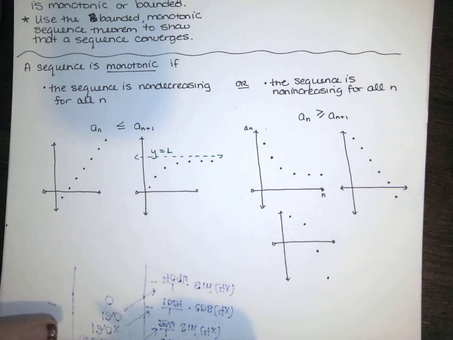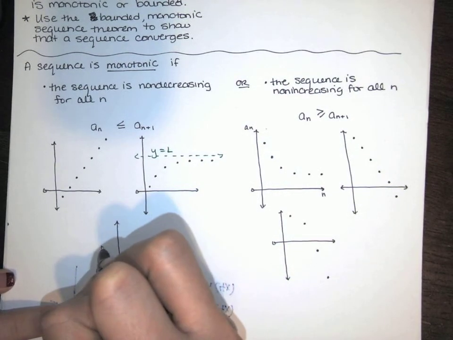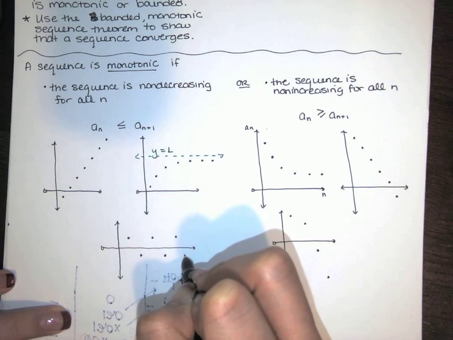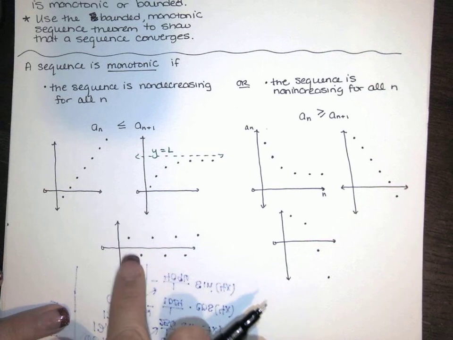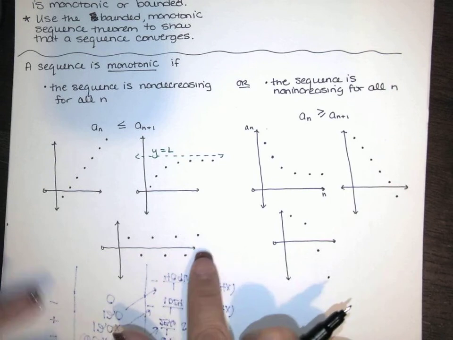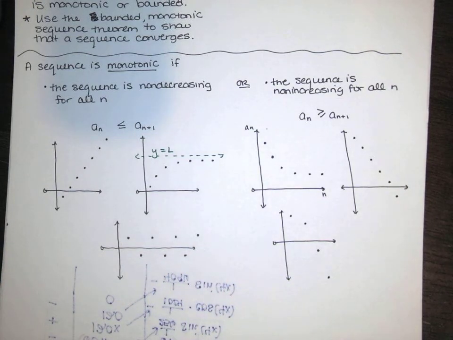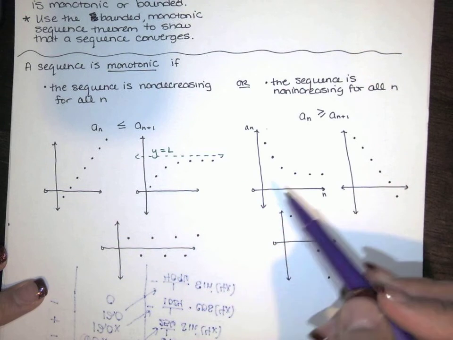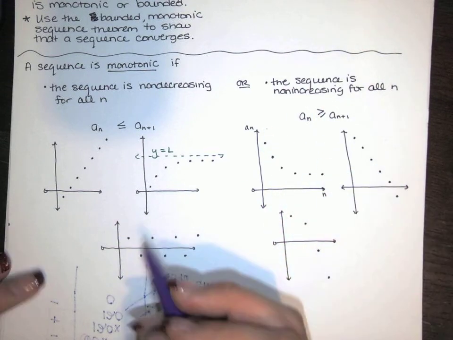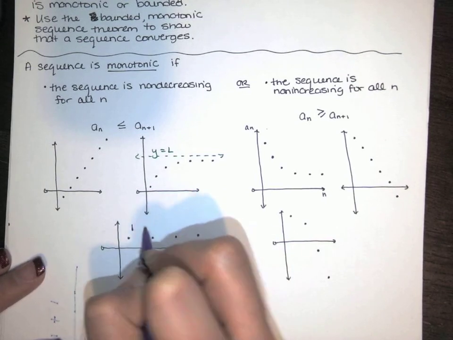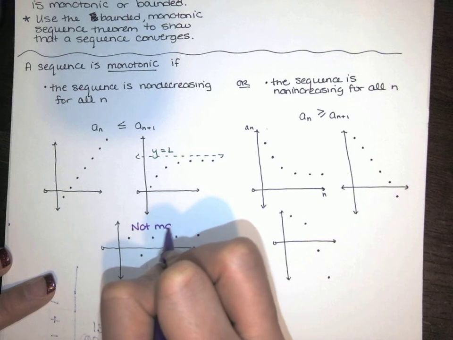Now here's an example of one that's not monotonic. Because as I go from term to term, I'm decreasing, and then I go from here to here, I'm increasing, and then decreasing, and then increasing, and then decreasing, and then increasing. So this one's not monotonic, because sometimes it's increasing and sometimes it's decreasing, but it's never non-decreasing for all n values, or non-increasing for all n values. So this is not monotonic in this picture.